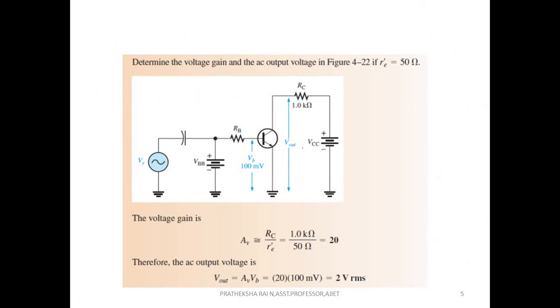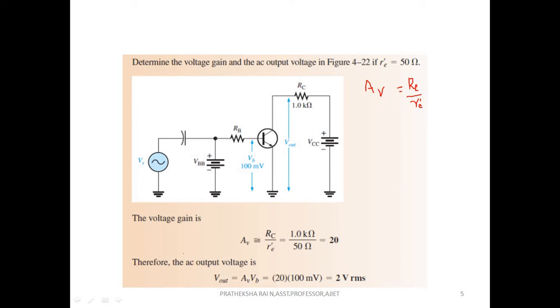Okay, now one question here is, determine the voltage gain and AC output voltage if R'E is equal to 50 ohm. This is a question from BJT as an amplifier. Okay, so here you can see the circuit is exactly how BJT is used in an amplifier, and here the parameters are given. So we have already found the equation for gain using amplifier, that is AV is equal to RC divided by R'E, where RC is the collector resistance and R'E is the internal AC resistance or internal emitter resistance.